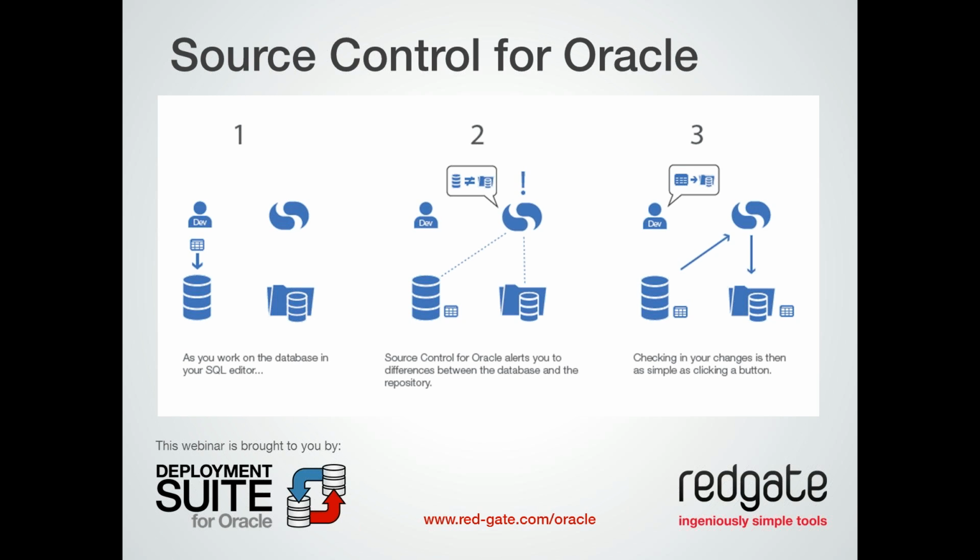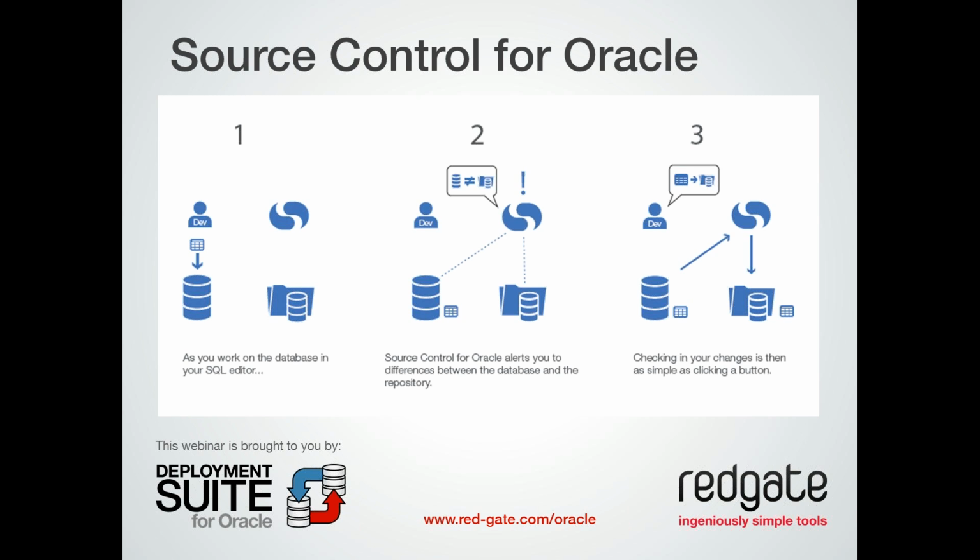So as a team's working on the database, source control for Oracle is going to be basically looking at the database, what's in the database, and looking at the same objects in the source control repository, and it's going to pick up on any differences and alert you and suggest that you check these changes into source control. So it's helping you keep the database and source control in synchronization.